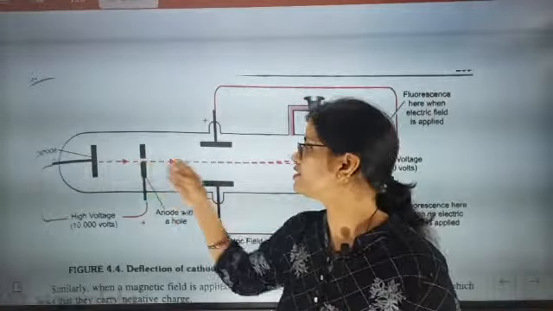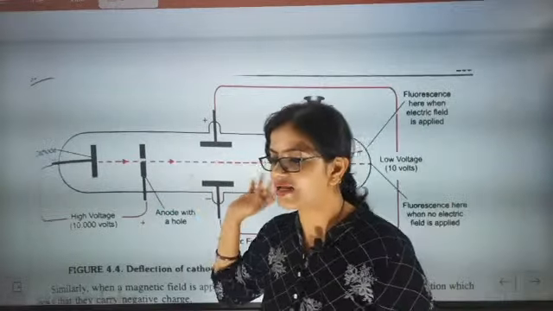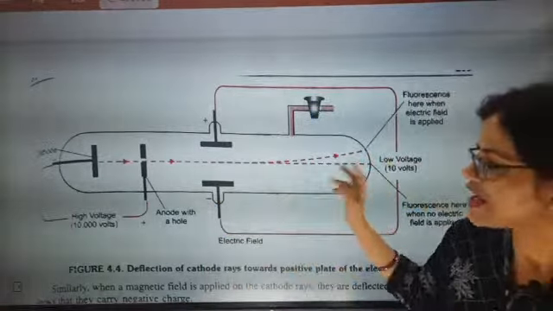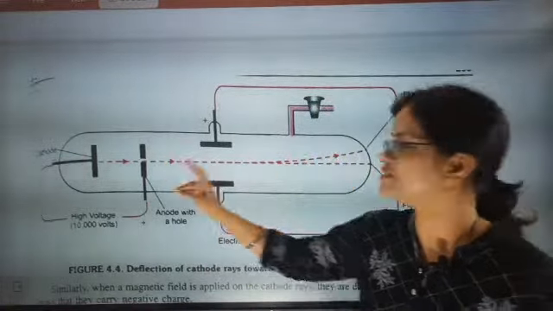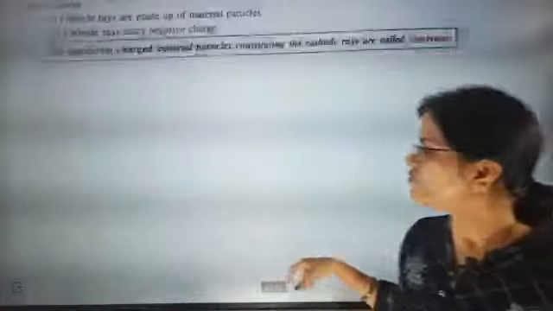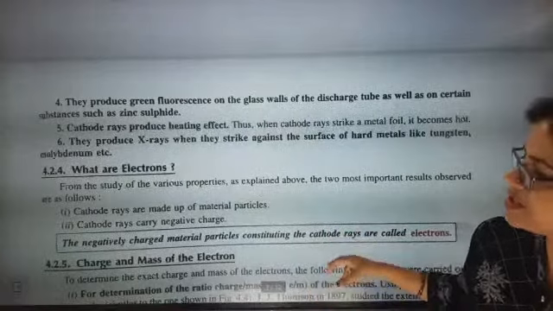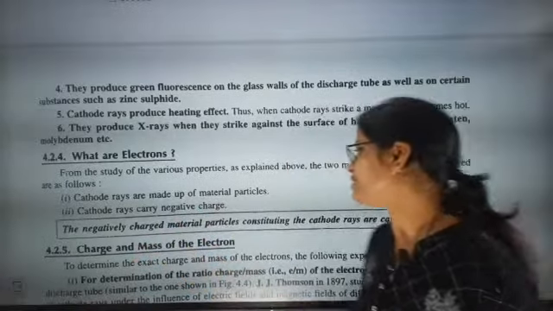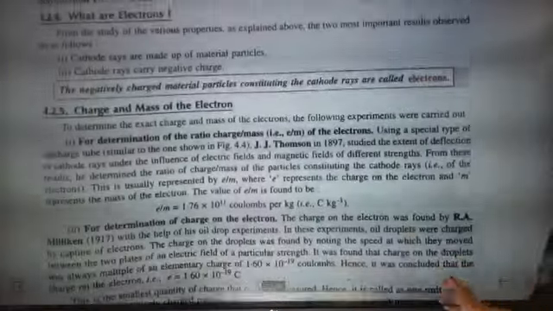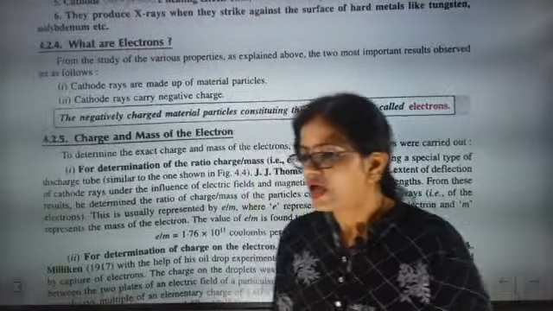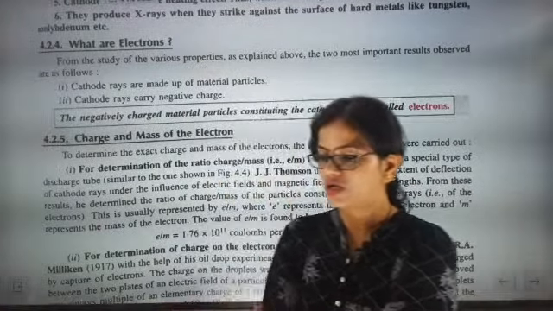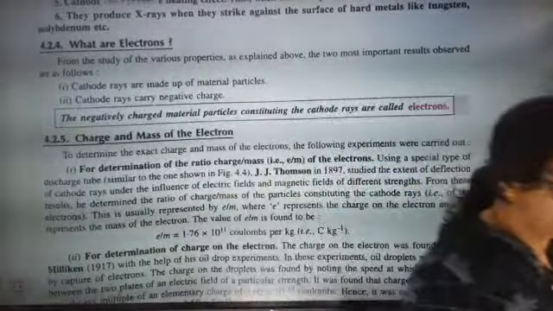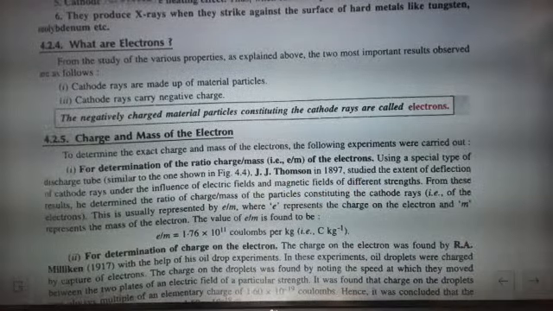So what is moving here? Electrons are moving. Now we are going to understand more about electrons, the negatively charged material particles constituting the cathode rays. I hope everybody has understood whatever I taught you till now. Did you understand whatever I discussed till now?